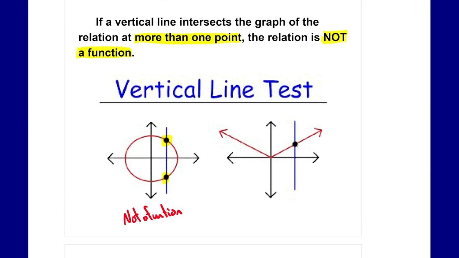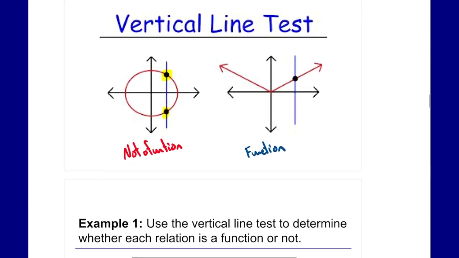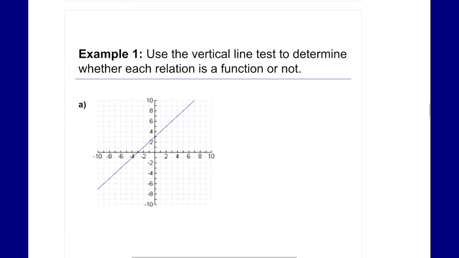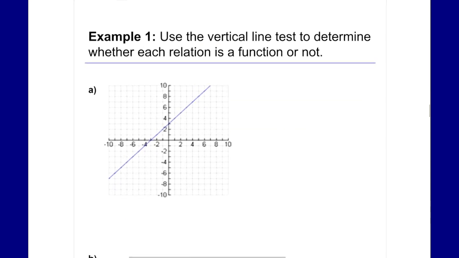And in our second one, the vertical line only crosses our relation once anywhere you move it. So this is a function. So let's look at some examples using the vertical line test, because that's probably one of the ones you're more commonly going to use as a test to determine if it's a function or not.